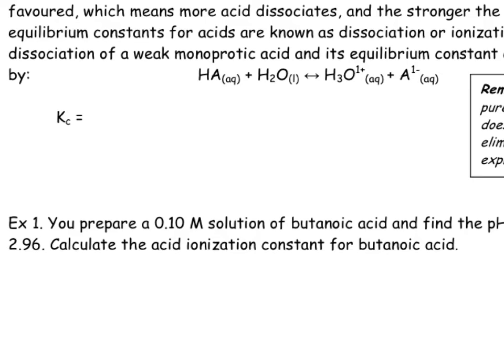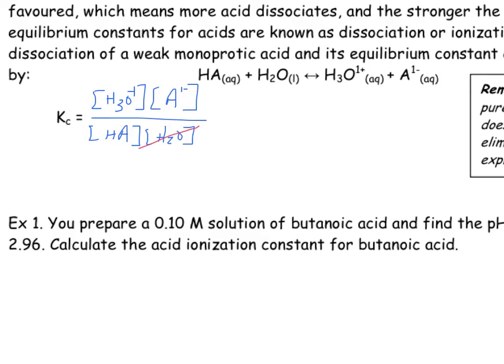The equilibrium expression would be the concentration of the products raised to their coefficients divided by the concentration of the reactants raised to their coefficients. Now, because water is a pure liquid, it needs to be ignored in the equilibrium expression. However, if we don't take it into account, we can no longer call the constant a Kc. Because we're dealing with an equilibrium involving an acid, we will call it a Ka.